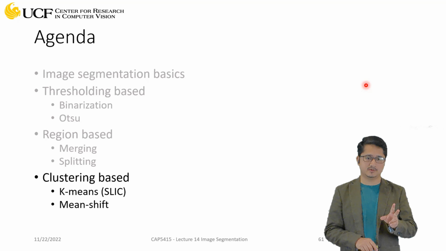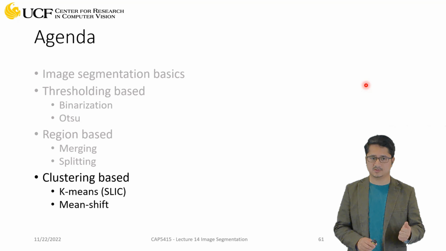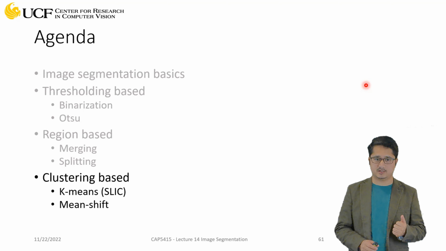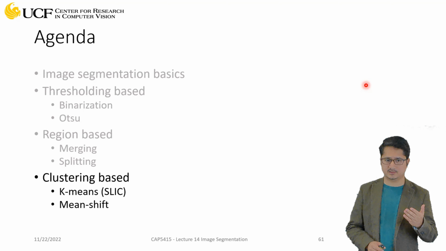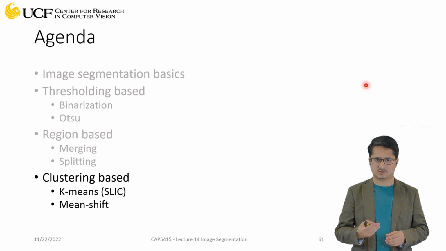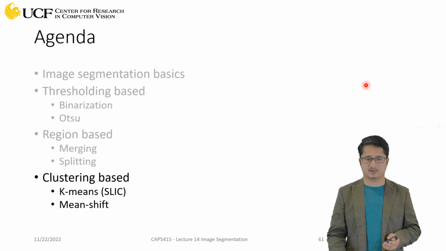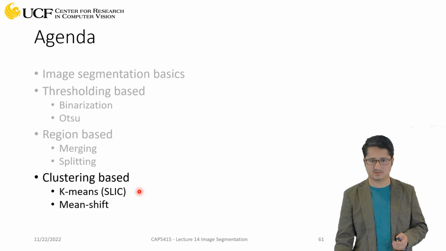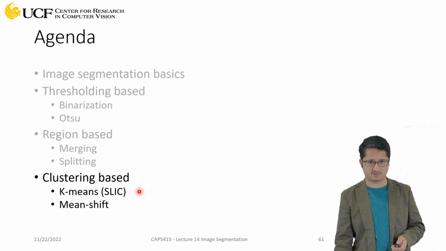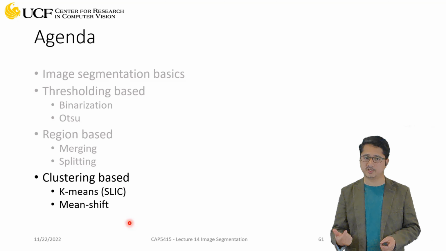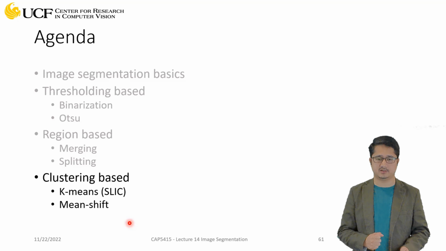Okay, so basically we will talk about two different algorithms. The first one is k-means clustering. The second one is mean shift. For k-means, the algorithm which is used for image segmentation is called SLIC. The full form, I think, is simple linear iterative clustering. And you will see it's a really very simple algorithm. Then we'll talk about what the limitations are and how mean shift can be useful in some of the scenarios.